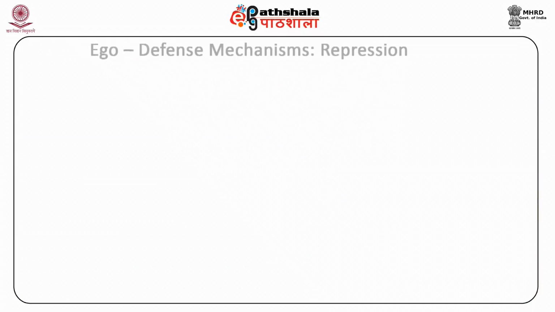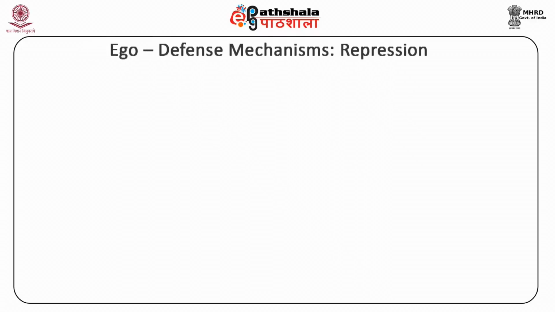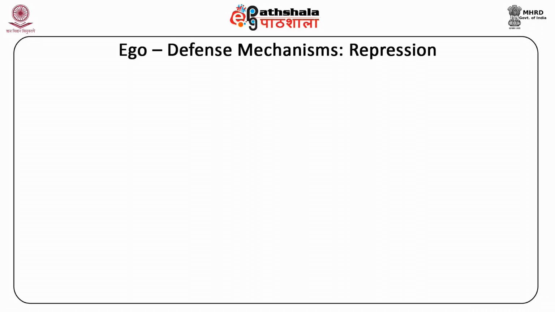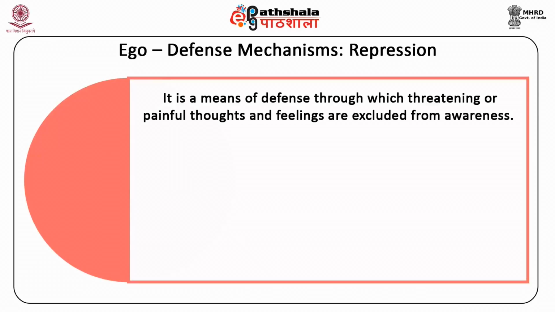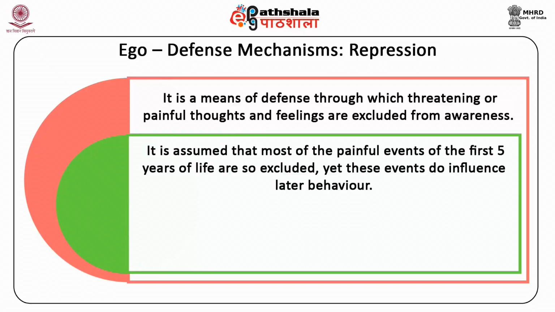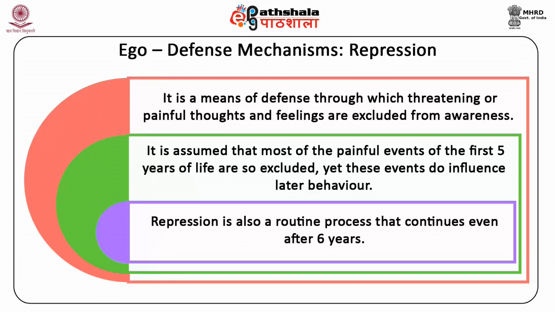Repression is one of the most important Freudian processes, and it is the basis of many other ego defenses and of neurotic disorders. It is a means of defense through which threatening or painful thoughts and feelings are excluded from awareness. Freud explained repression as an involuntary removal of something from consciousness. It is assumed that most of the painful events of the first 5 years of life are so excluded, yet these events do influence later behavior. Repression is also a routine process that continues even after 6 years of life.